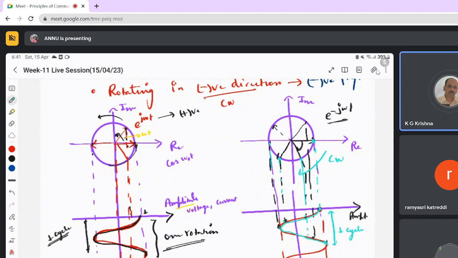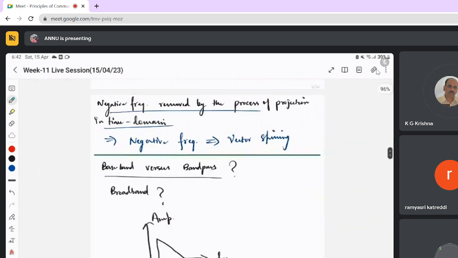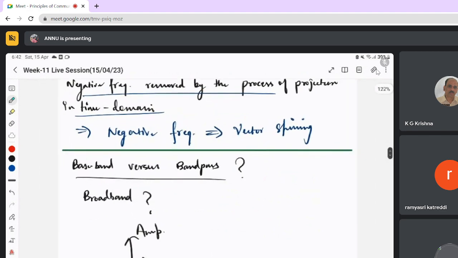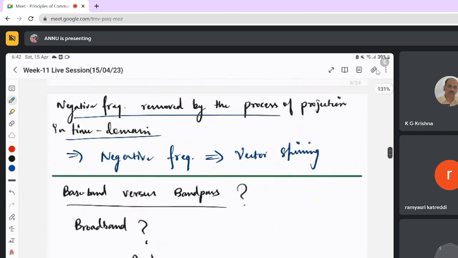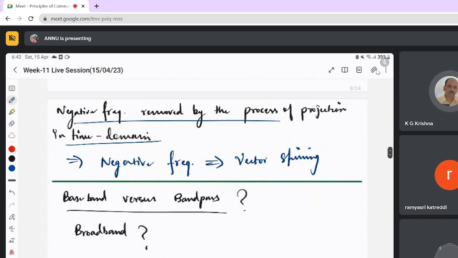That is a representation actually. In mathematics we are representing it as a sum of two rotating vectors, one corresponding to positive and the other corresponding to negative frequency. And if we plot particular values in the time domain, it is just to balance it out. So we can see it is getting removed by the process of projection. It is called the process of projection in the time domain. Yes, I got it.